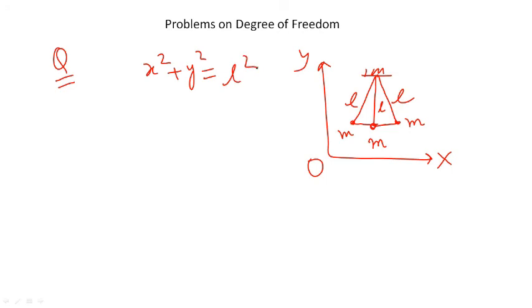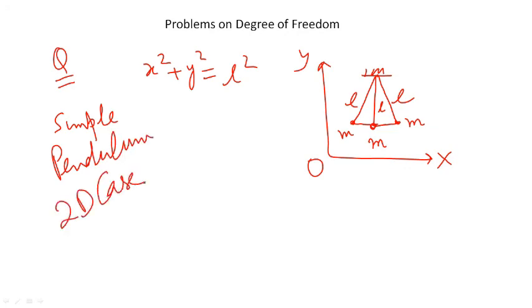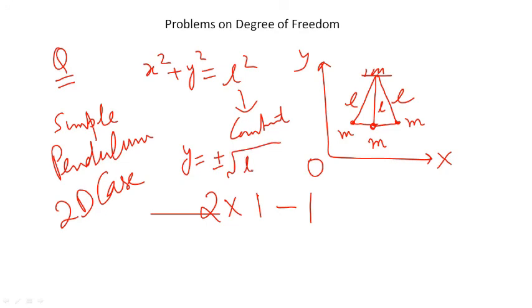So here the degree of freedom for a simple pendulum in the two-dimensional case will be 2. The number of particles here is 1, and the constraint here is 1, because here your L is constant. So if you find y, then you can have y equal to plus minus root of L square minus x square. So here you can consider x or y as one independent coordinate. So here the degree of freedom will be 1. Thank you.